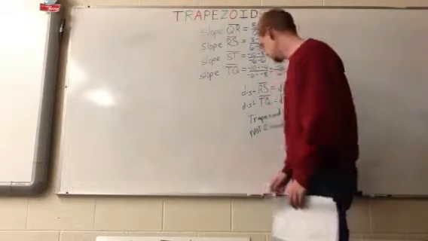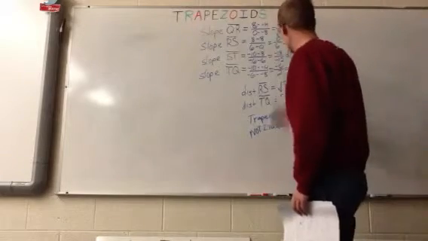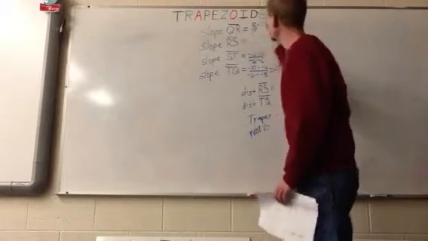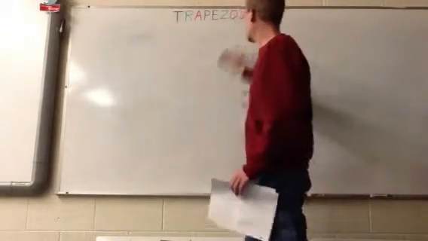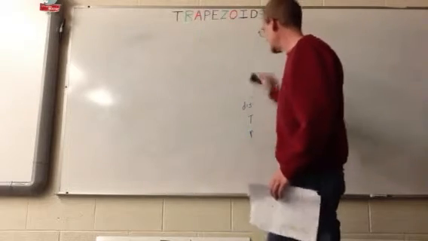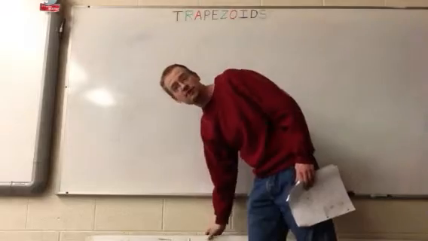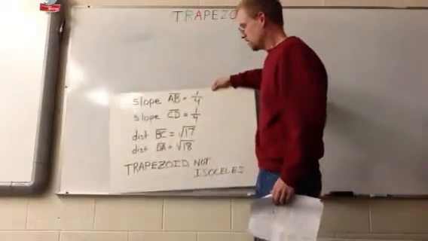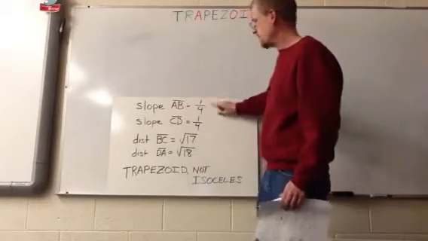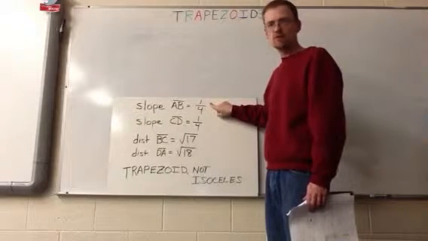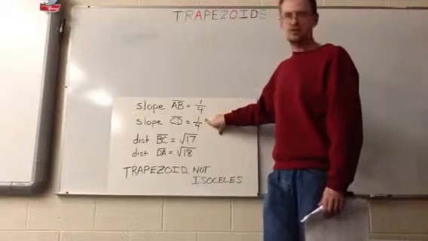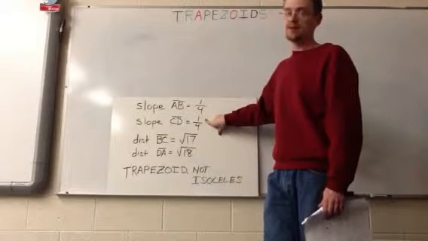All right, hopefully you had a chance to work through the second problem. And again, if you get a wrong answer on this and you're just stuck and you cannot figure it out, ask for help from your classmates. For ABCD, you should have found that slope AB was 1/4 and slope CD was also 1/4. Those are our parallel sides.